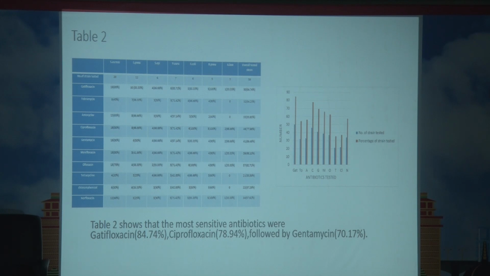Table number 2 shows the antibiotic sensitivity test. The most sensitive antibiotic that we found was gefloxacin, which was 84.74%, followed by ciprofloxacin and gentamicin.